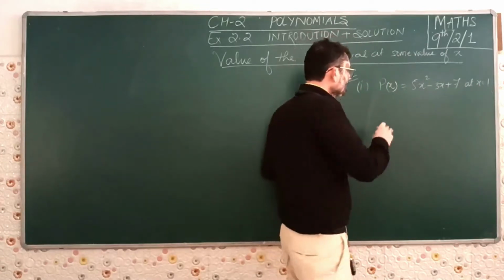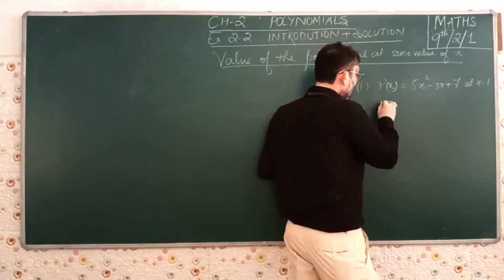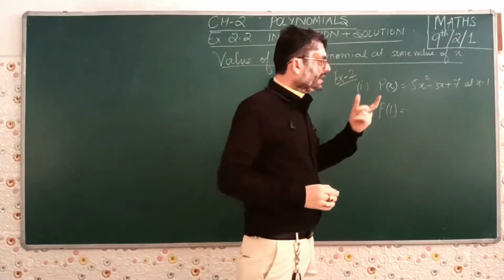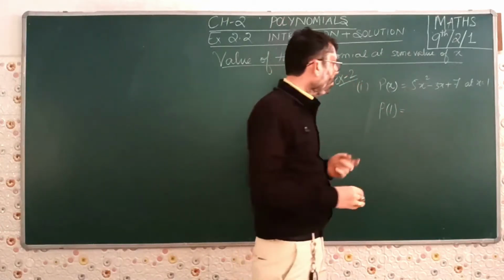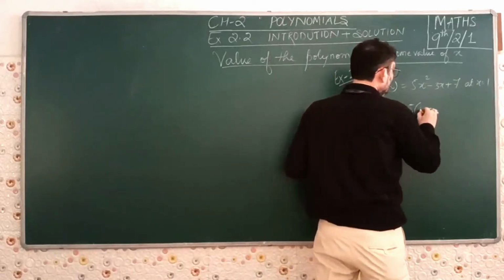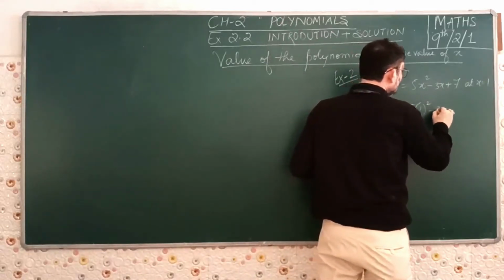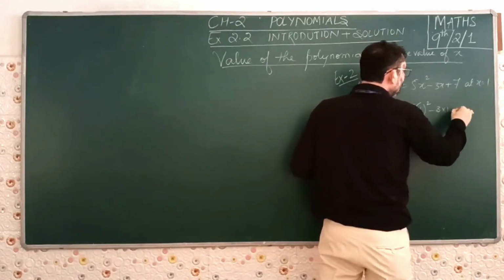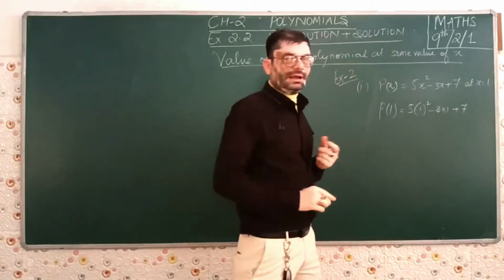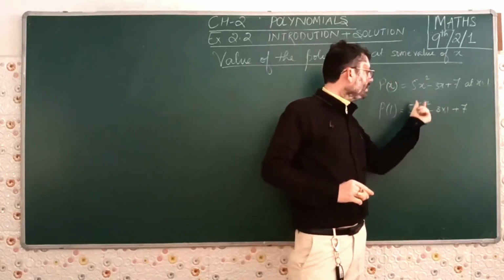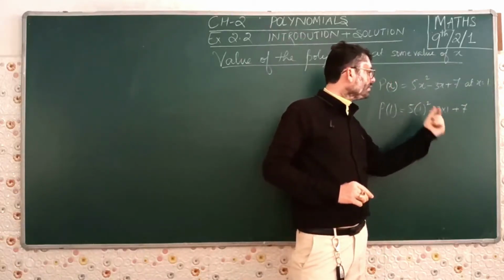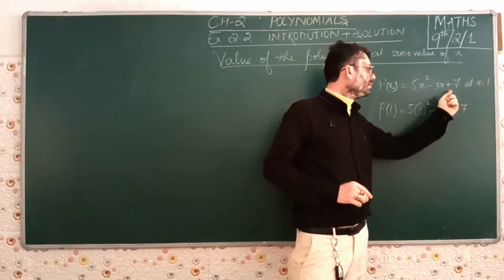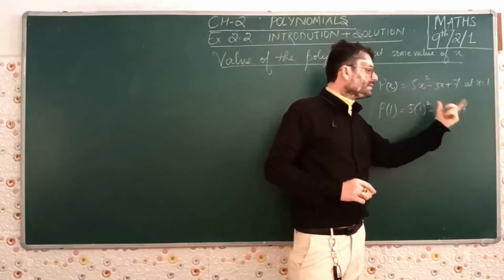How? Now if we take the value of x, we can write this as p of 1, and this is equal to, everywhere there is x, we need to substitute 1. So this is 5 into 1 square minus 3 into 1 plus 7. Wherever we have x square, the value of x was 1, so 1 square. Here we have x, so the value of x is 1, so we have substituted 1, plus 7.